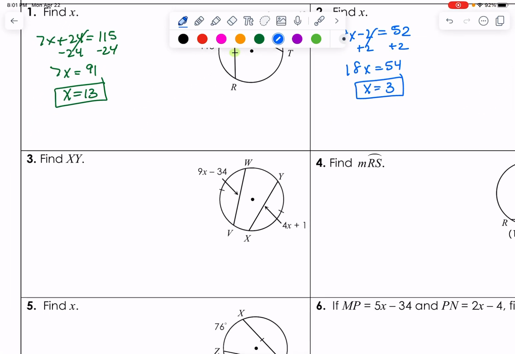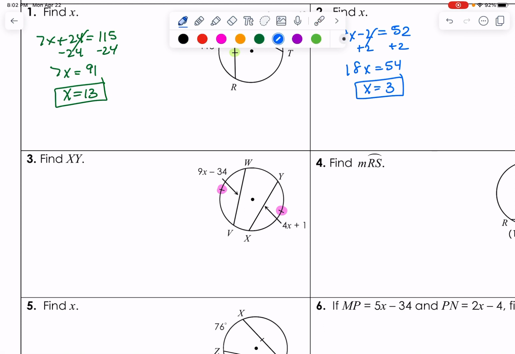Now, what's different about number 3? Again, I give you two chords that are congruent. That means their arcs, their corresponding arcs. And by corresponding, I mean this is arc WV and this is chord WV, so the same two endpoints. That's what it means by corresponding. So if we know that the arcs are congruent, then the chords have to be congruent.